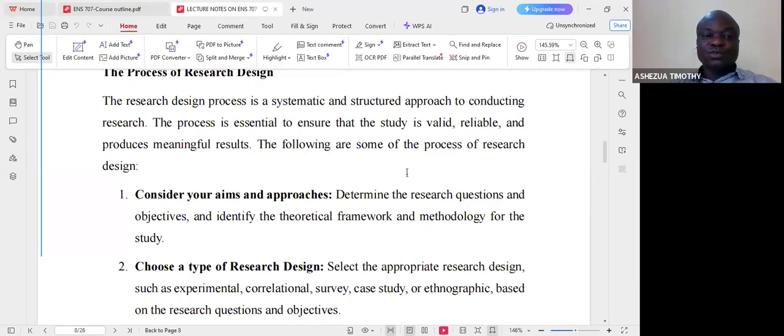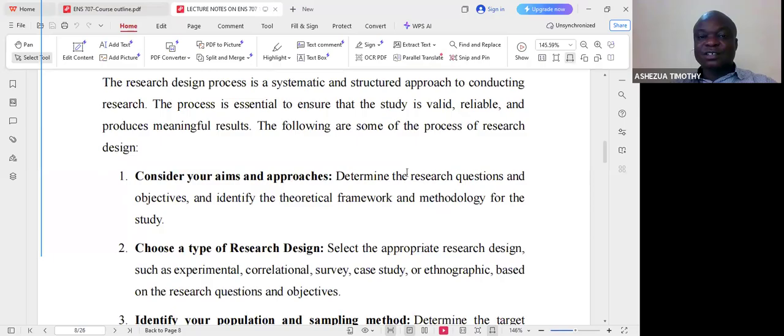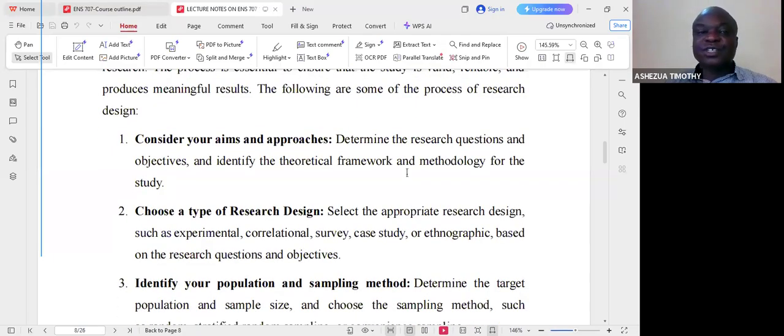Two, you choose a type of research design. Here you select the appropriate research design such as experimental, correlational, survey, case study, or ethnographic, based on the research questions and objectives. So the type of research design that you choose here will depend on whether you are using experimental, correlational, survey, or ethnographic based research.